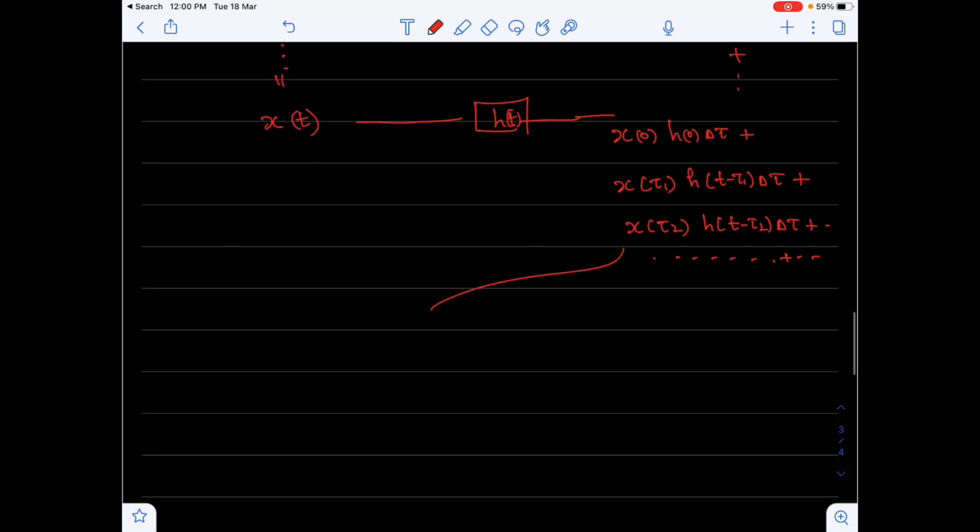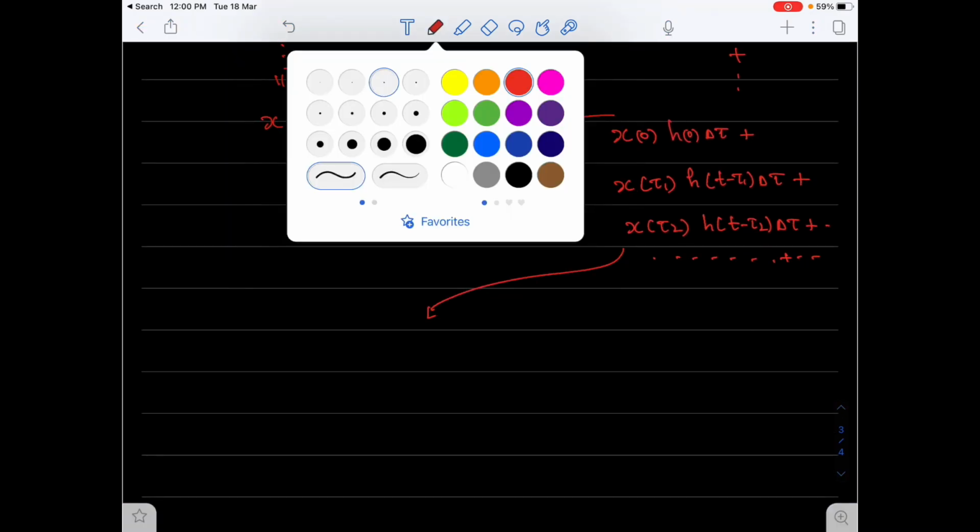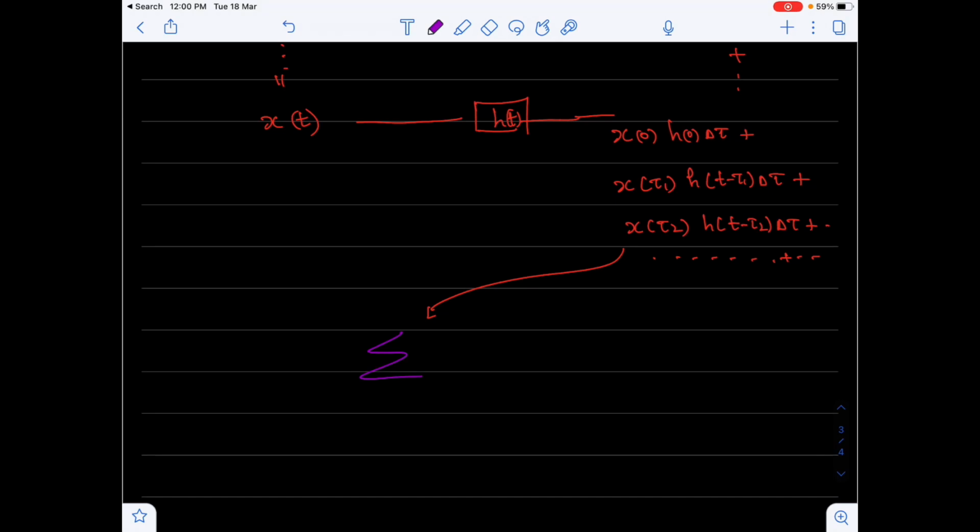So this can be written as a summation of x(tau n) into h(t minus tau n) into delta tau, where tau 0 is equal to 0 anyway. And for tau n, that means n changes from 0 to infinity.